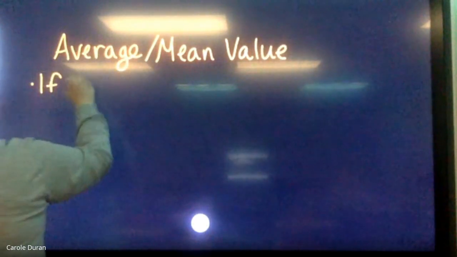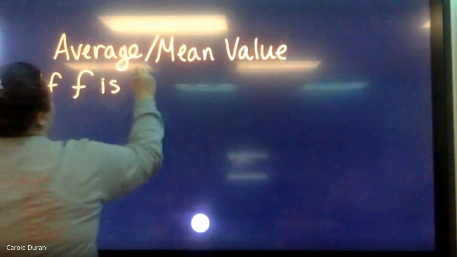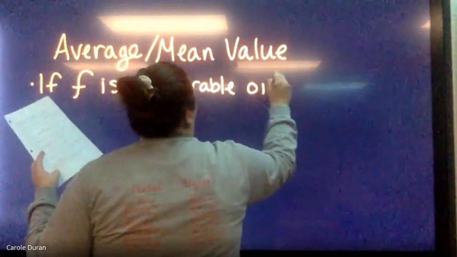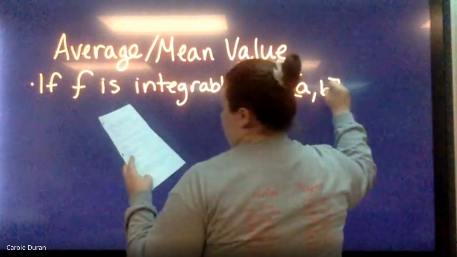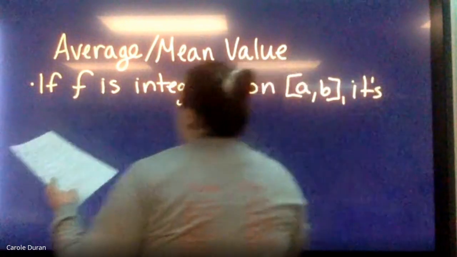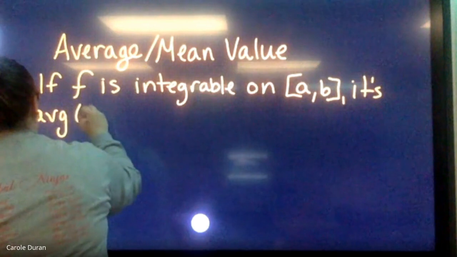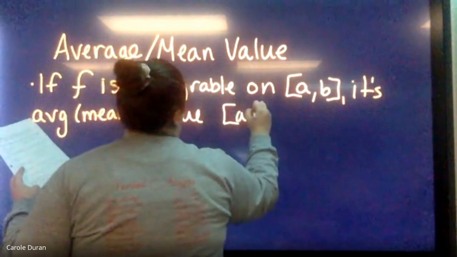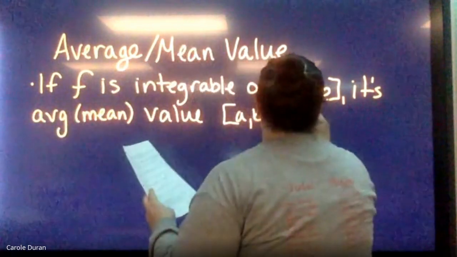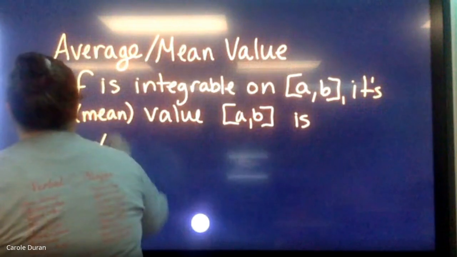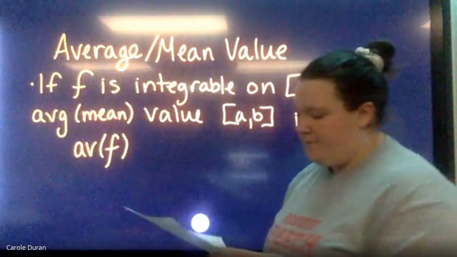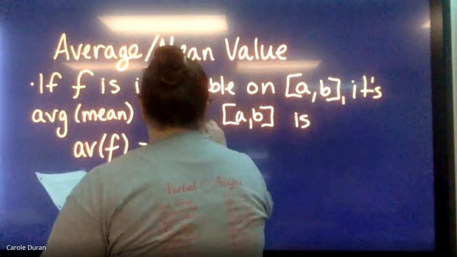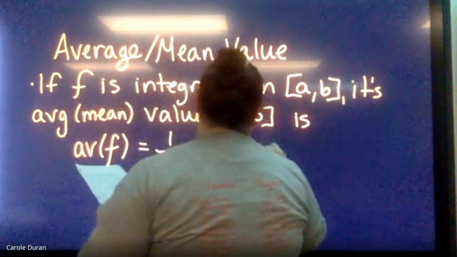And this just says if the function f is integrable, I don't like that, that's a terrible word, on the closed interval a to b, its average or mean value on the interval, again, a to b, is denoted as the AV of f, which just means average of f. And this is equal to 1 over b minus a times the integral from a to b of f of x dx.